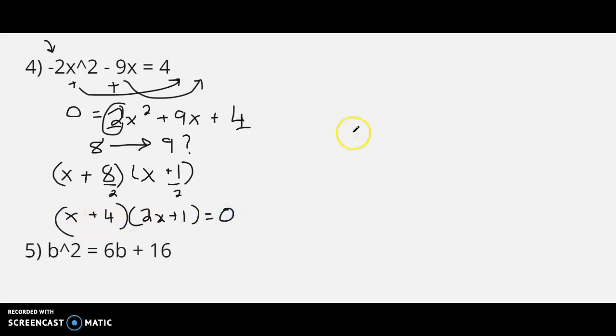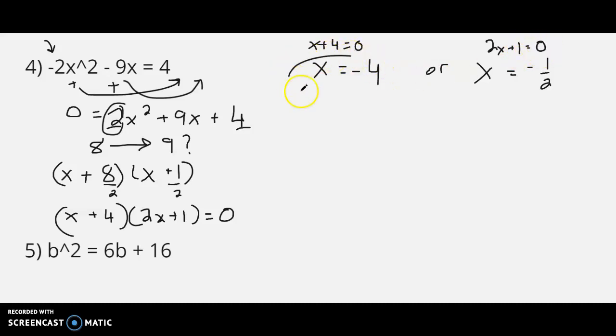Equals 0. x equals negative 4, solving this for 0, or x would be negative 1/2. And again, we get those two answers by just thinking about the two factors. x plus 4, we're setting that equal to 0 and solving. 2x plus 1, we're setting that equal to 0 and solving. That's how we get our two answers here.